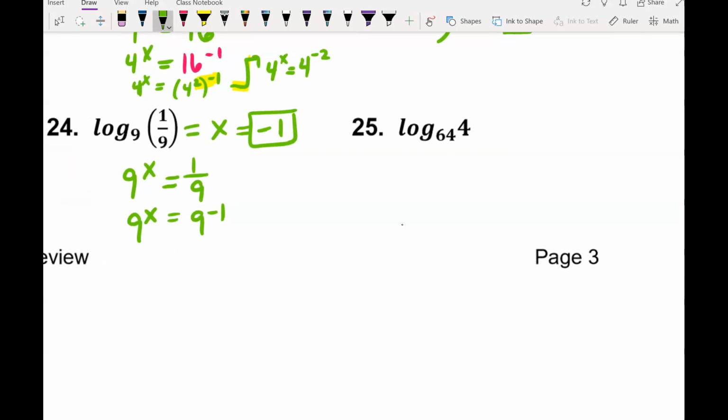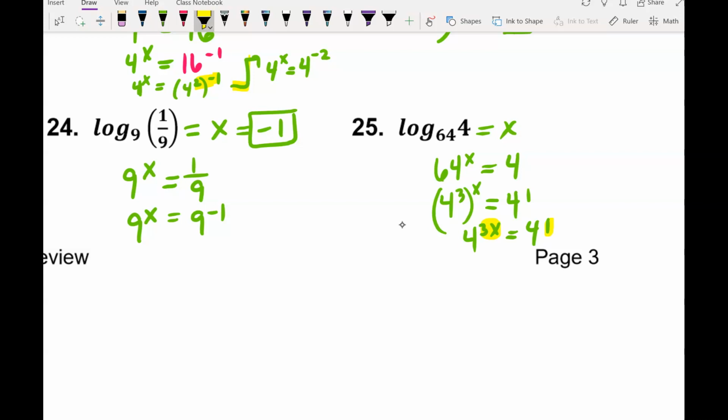And then 25, I'm asking what does this equal? So I'm asking 64 raised to what power is equal to 4? Well, 64 is really 4 to the third power. When you raise an exponent to an exponent, you multiply them. And now I have my exponents equal, so I can set them equal to each other. 3x equals 1, x is equal to 1/3. So the answer of this log is 1/3.